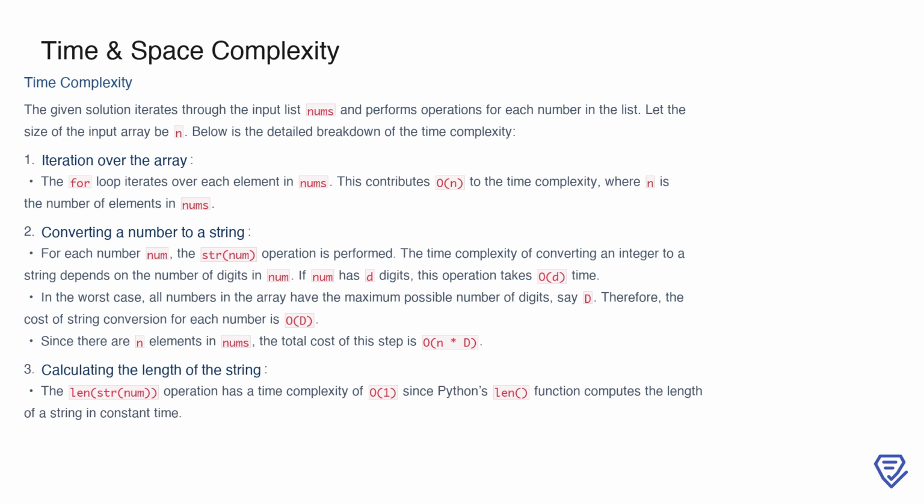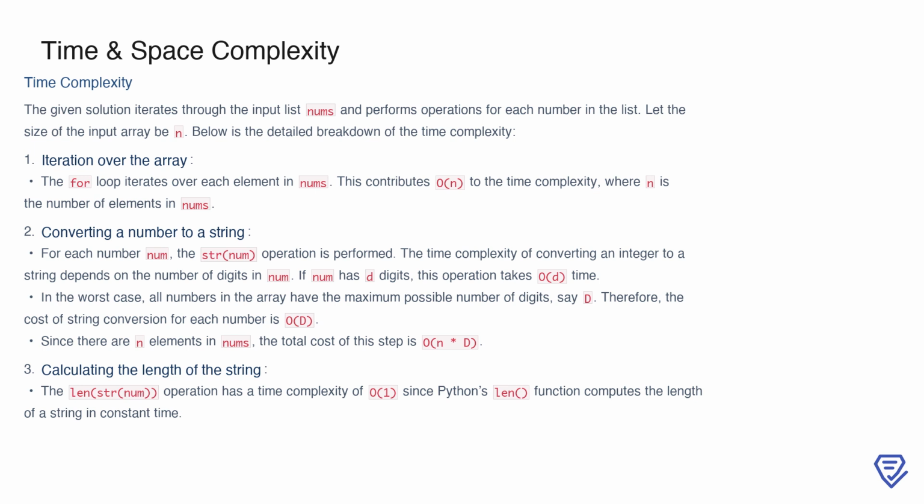In this solution, we begin by iterating through the input array nums, which consists of n elements. The first component of the time complexity arises from this iteration, as the for loop processes each element sequentially, contributing an O(n) factor. Next, for each number in the array, we convert the integer to its string representation using the str(number) function. The time it takes to perform this operation depends on the number of digits in the number, denoted as d. If all numbers have d as their maximum number of digits, this conversion step contributes O(d) for each number, and across all n elements, the total cost becomes O(n*d).